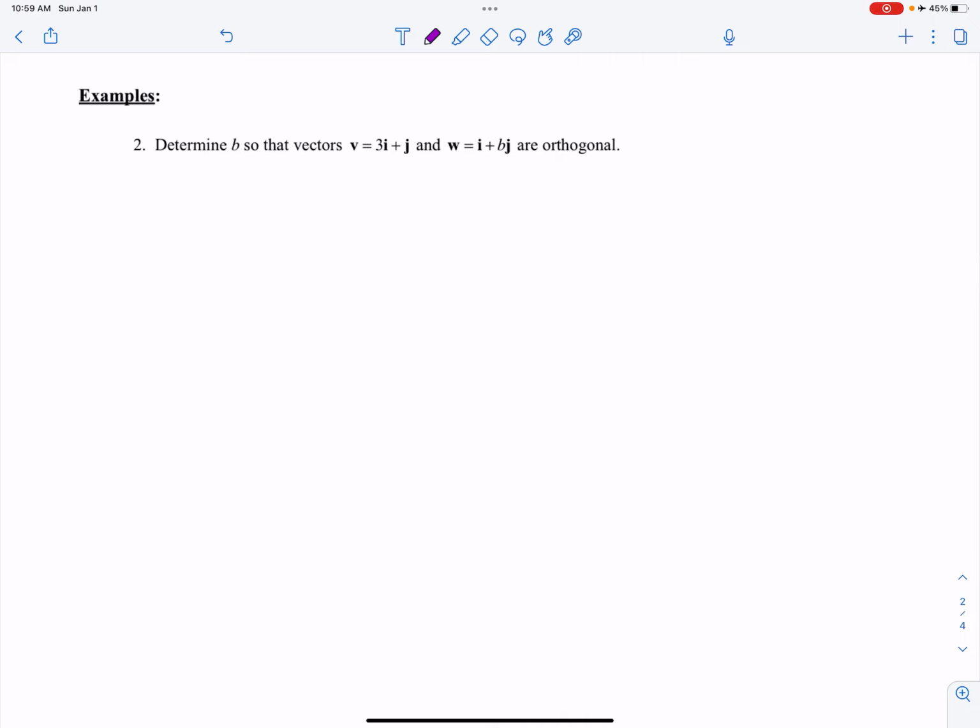Example 2, determine b so that the vectors v and w are orthogonal. v is 3i plus j, and w is i plus bj. So we're looking for that missing b, and we want to make them orthogonal. So in order to be orthogonal, like we just said, v dot w must equal 0. Our dot product must equal 0.